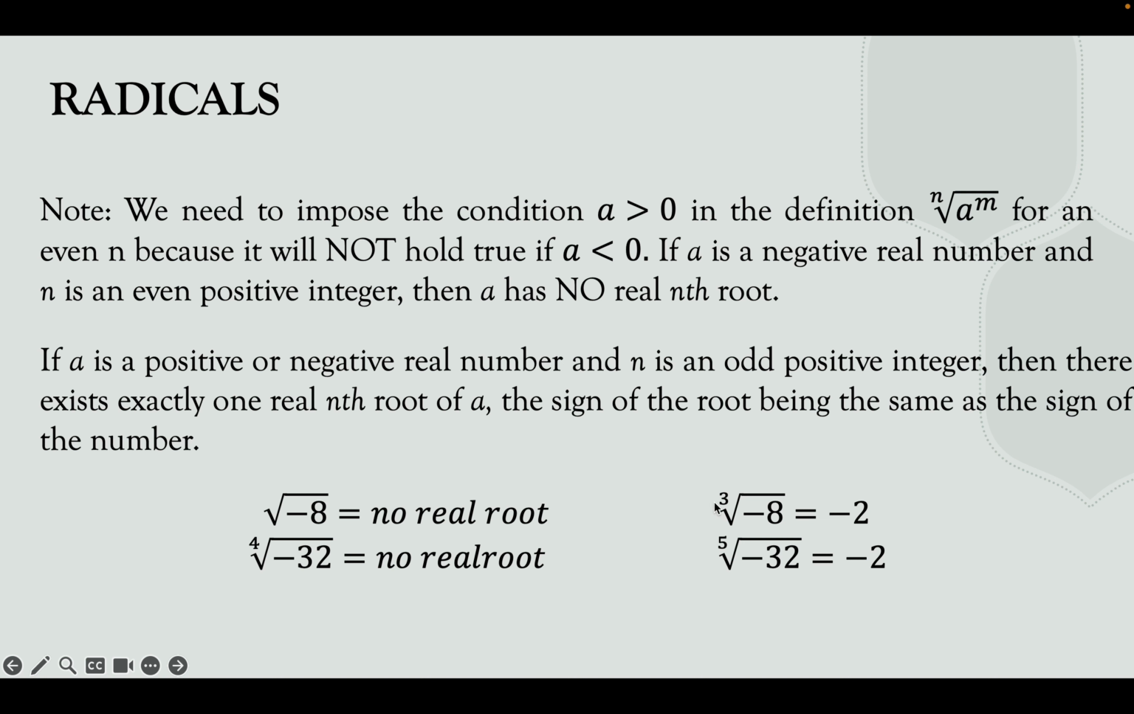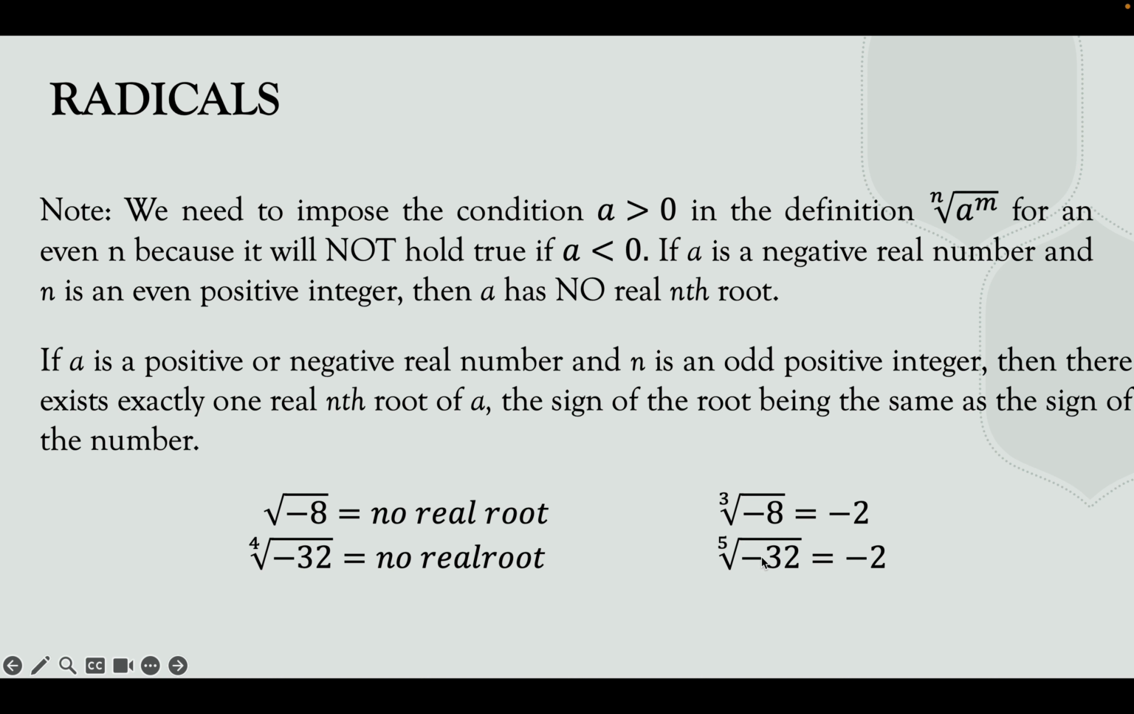In this example, we have the cube root of negative 8. So we have here a negative real number and the index is an odd positive integer. So we need to take note of this one. Then there is exactly one real root. So what is the cube root of negative 8? We have negative 2. There is an answer for that one.